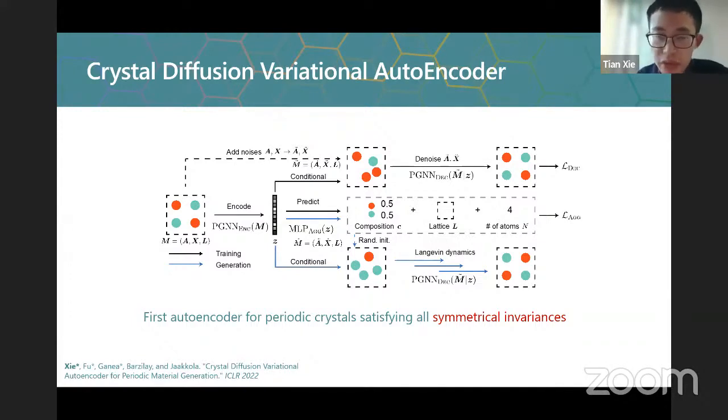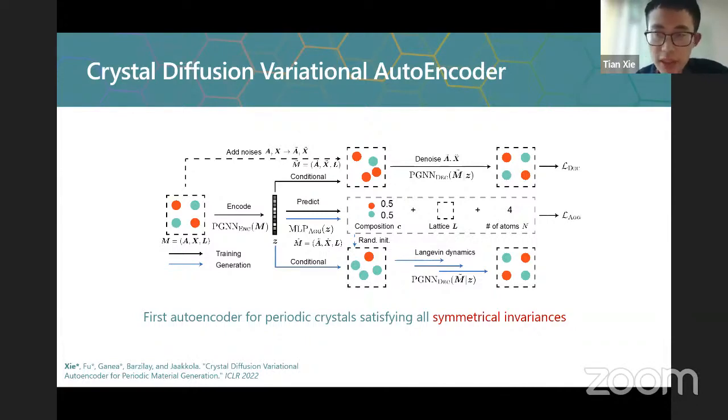I'm going to first give you an overview about this approach, and then go into a little bit more detail in the next few slides. At the highest level, this approach is an autoencoder. It has an encoder that encodes the 3D structure of the material into a latent vector, and then the decoder tries to decode this back into the original 3D structure. We use graph neural networks for both the encoder and the decoder. This is how we handle the symmetrical invariances of the material.